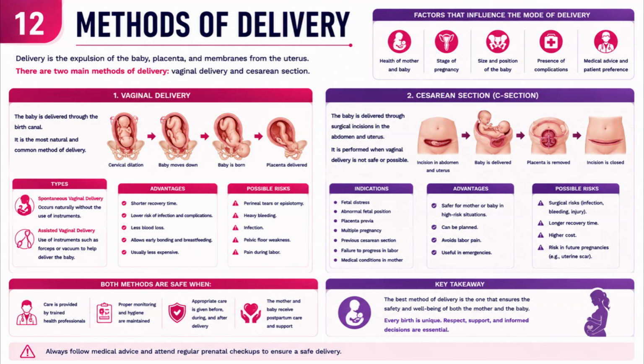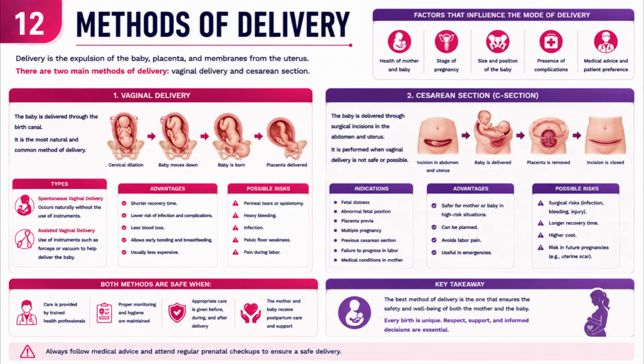The second method is cesarean section, a surgical procedure in which the baby is delivered through incisions made in the mother's abdomen and uterus. A C-section may be recommended when vaginal delivery is not safe for the mother or the baby. Common reasons for a cesarean section include fetal distress, abnormal fetal position, placenta previa, multiple pregnancies, failure of labor to progress, or certain maternal health conditions.